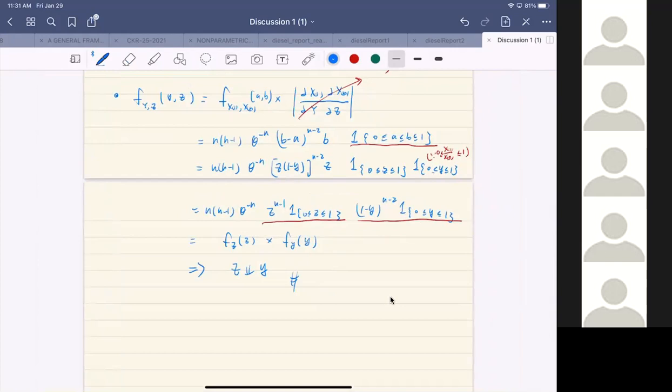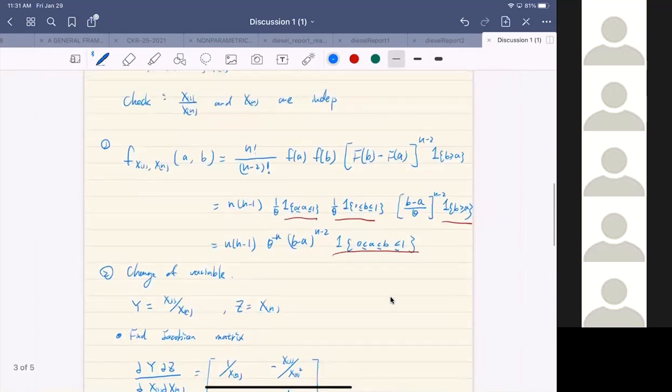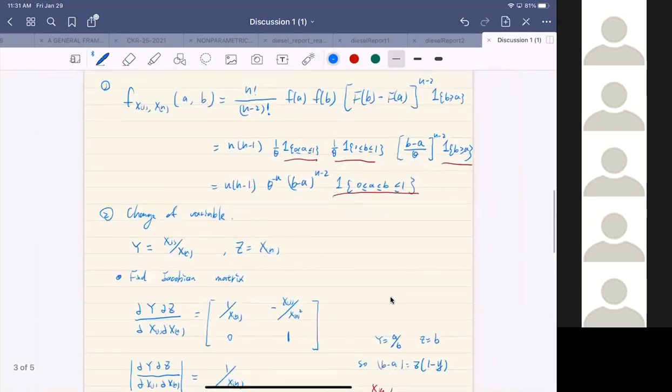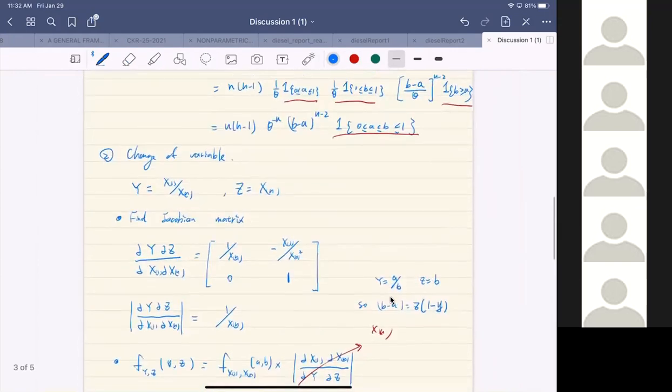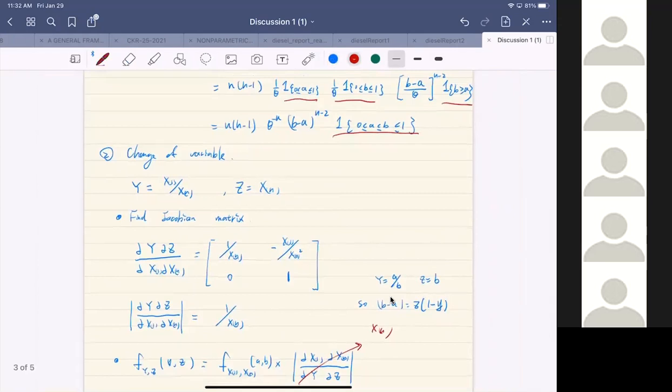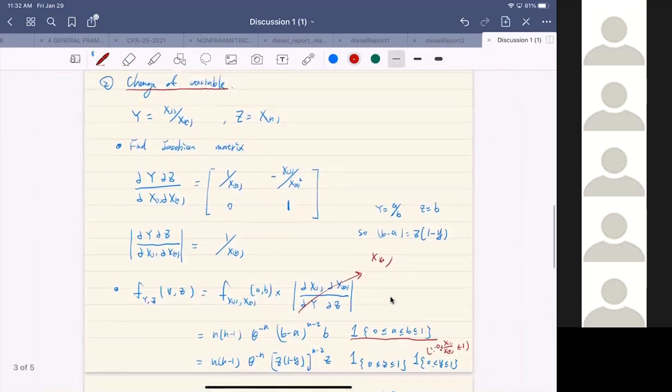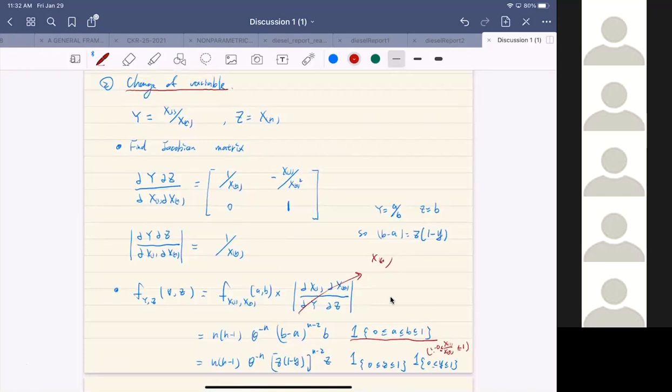Any questions so far? How to change your variable is very important. So you have to remember how to use the formula. Any questions so far?